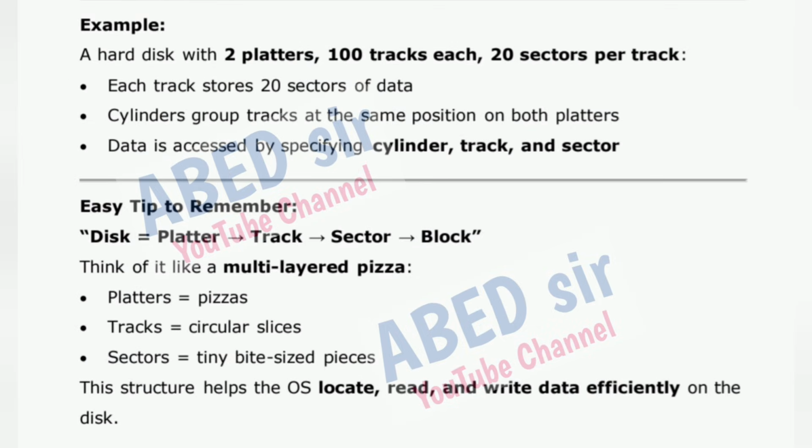Example. A hard disk with 2 platters, 100 tracks each, 20 sectors per track. Each track stores 20 sectors of data. Cylinders group tracks at the same position on both platters. Data is accessed by specifying cylinder, track, and sector. Easy tip to remember: Disk equals platter, track, sector, block.